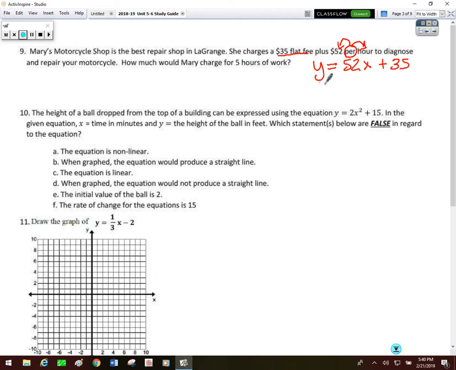Well, it wants to know for 5 hours of work. And since hours is my x variable, all I'm going to do is plug in that 5 right there. So the output, the total cost is 52 times 5 plus 35, okay? So let's see what we got for that one.